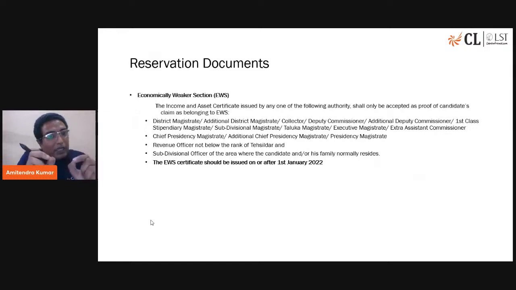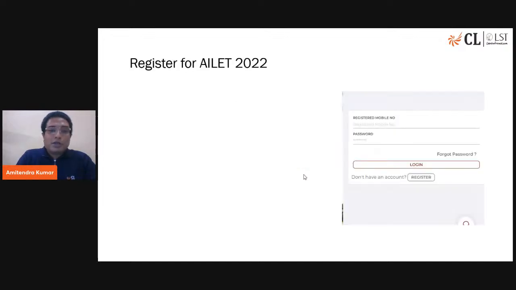In case of economically weaker section category, there is a similar provision. Your certificate should have been issued on or after 1st January 2022, which means you will have to get a fresh certificate made in case you are claiming reservation under the economically weaker section actually. So for these two categories, OBC NC and economically weaker section students, your certificates have to be recent, made on or after 1st of January. Please ensure that you get one made if you're claiming that reservation in the application form, because they will not accept any certificate which has been issued prior to 1st of January 2022.